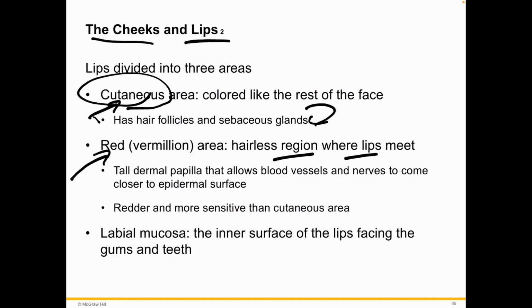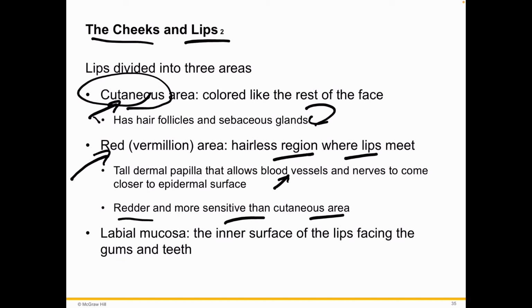So a lot of us think of this as like labial proper. It has tall dermal papillae that allow blood vessels and nerves to come right up close to the epidermal surface, and it's like a super sensitive area. You can actually just touch it, and it's sensitive to other types of things like moisture, water, wetness, dryness. So it's very sensitive to that. So it's redder and more sensitive than the cutaneous area.